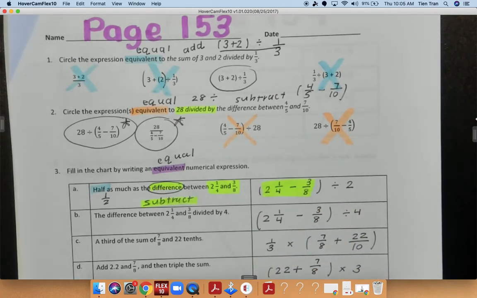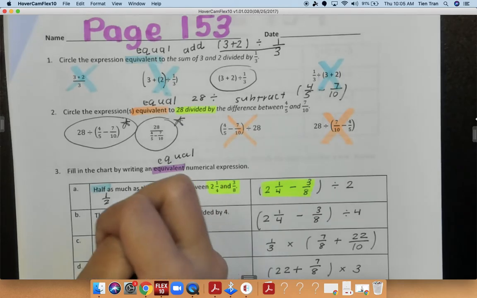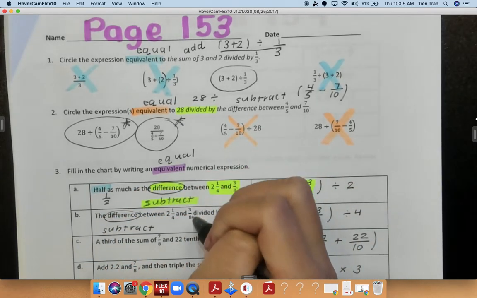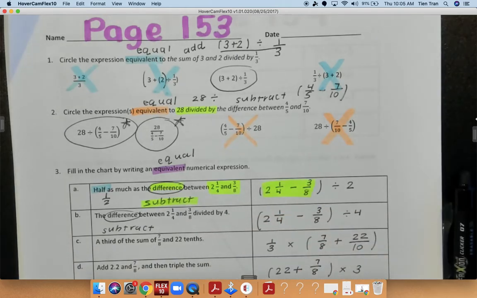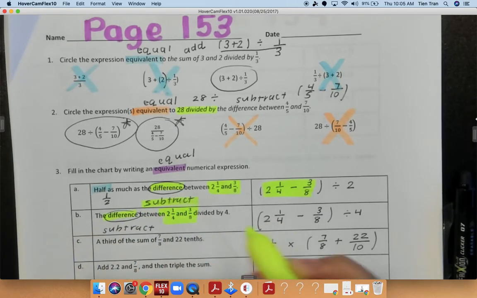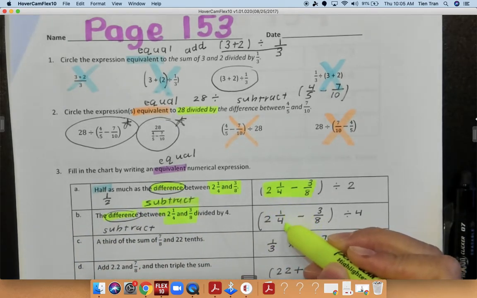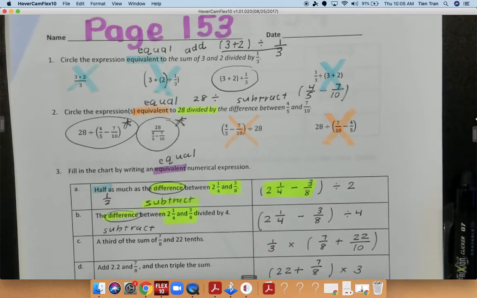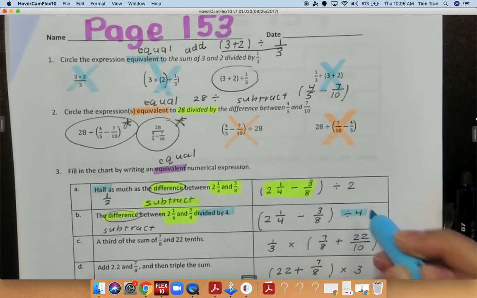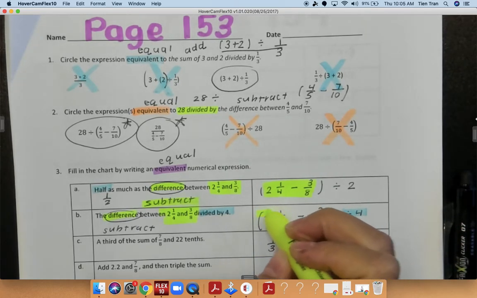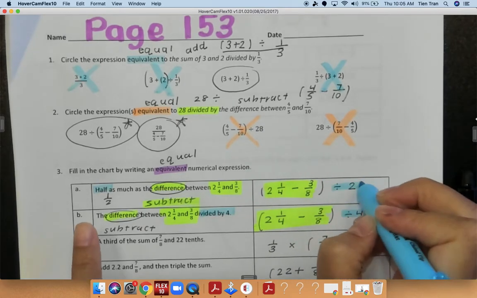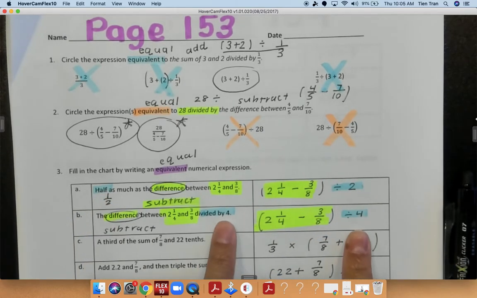Now for problem B, again, we have the word difference. Difference means to subtract. They want you to subtract 2 and 1/4 and 3/8. Okay, so that's what I'm going to do. I'm going to write that down first, 2 and 1/4 minus 3/8. And then they want you to divide by 4. So I put divide by 4 right there. I'm going to highlight this so you guys can see where everything is coming from, color coded.